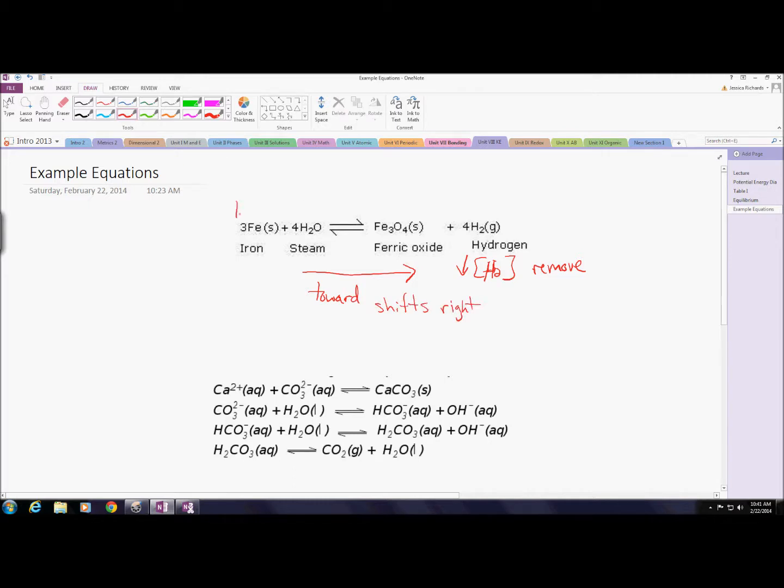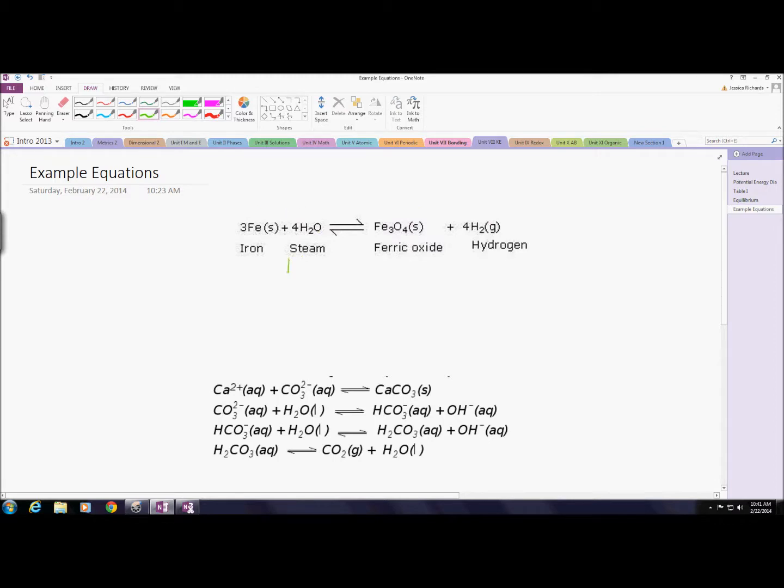That means you're going to have less iron and less steam, and you're going to make more of your ferric oxide. You generally won't talk about the amount of what it is you're removing because you're artificially changing that amount, but it will make more hydrogen as it goes to the right. We can also shift this reaction left. We could do the same thing.